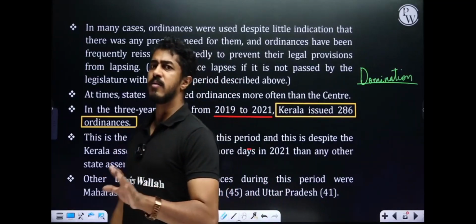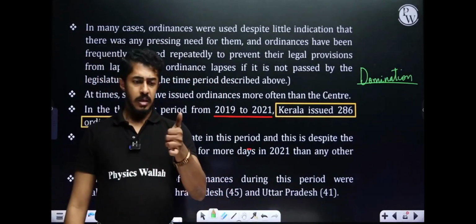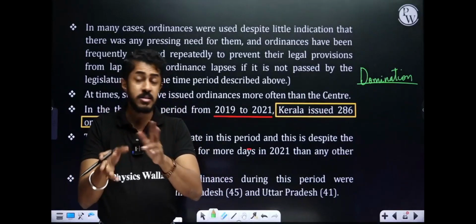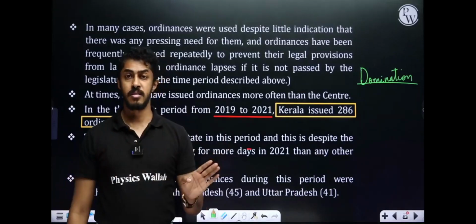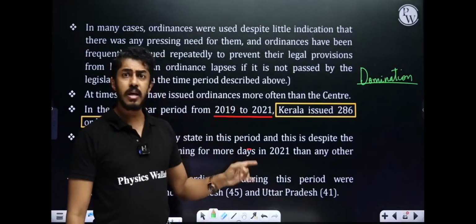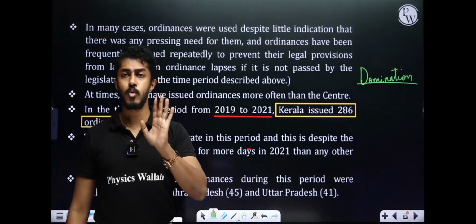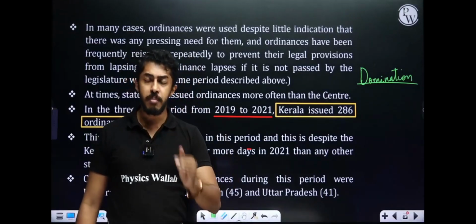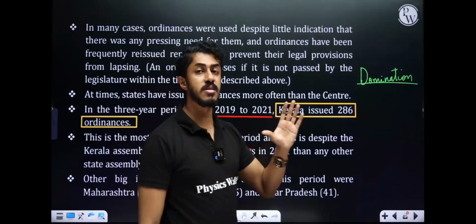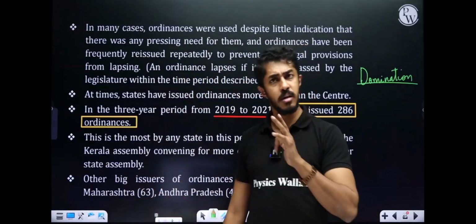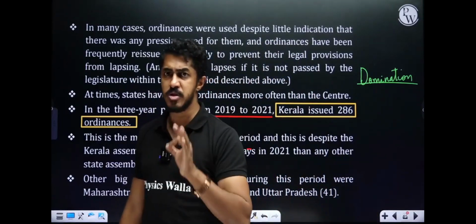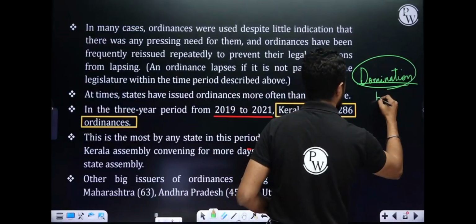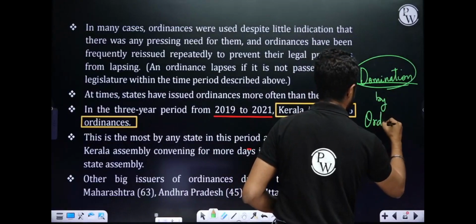People are generally okay with it. Domination, not compromise, not integration. In all these cases, what is the reason why they were able to do it? Let's not use the word criminal majority, but huge majority in the legislature. The government has a huge majority in the legislature and the opposition is weak, then the result is domination by ordinance.